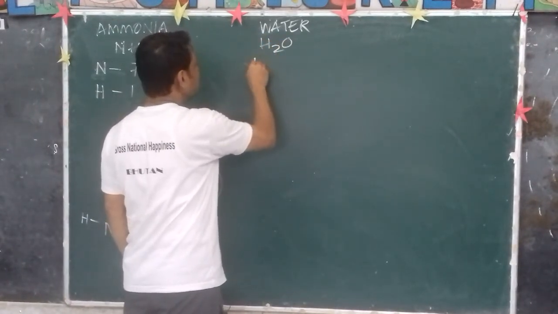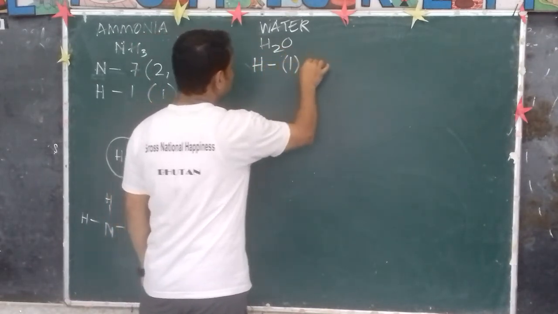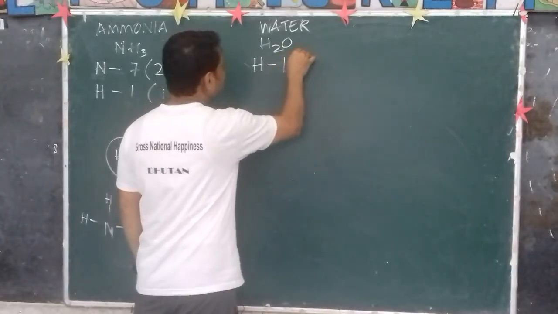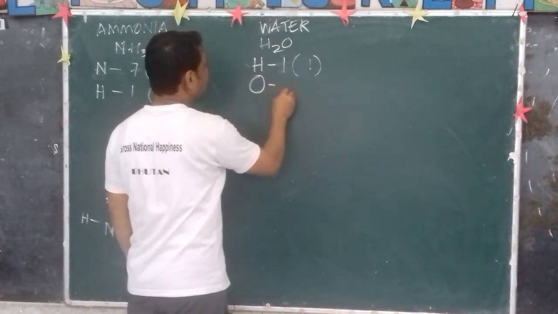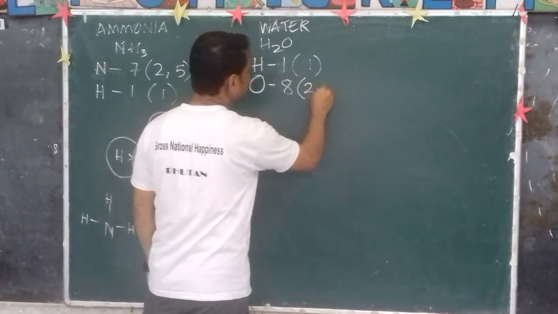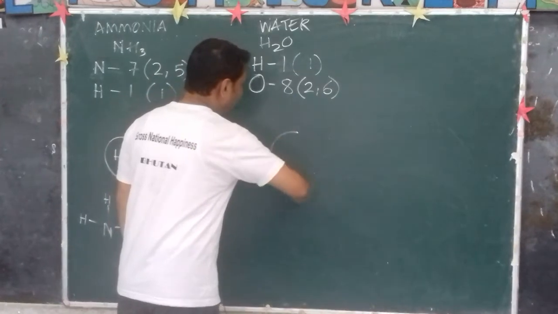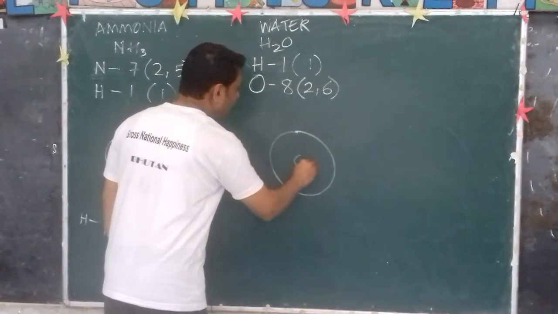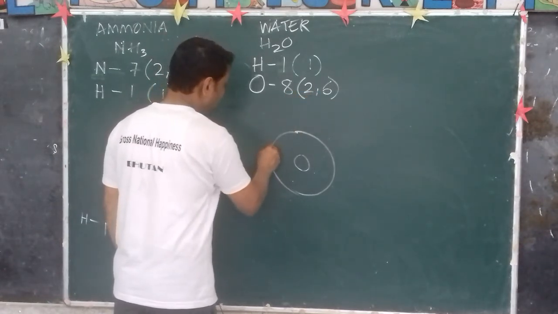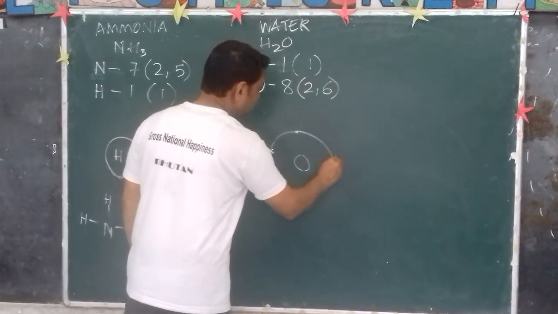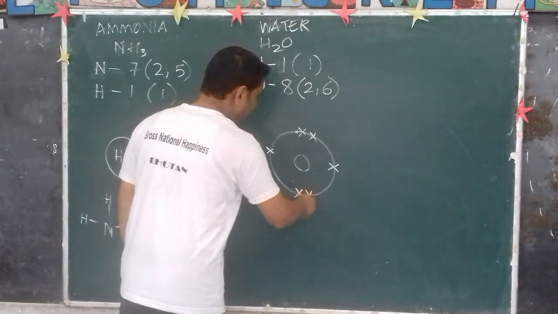Since it is the formation of a compound between two non-metals, hydrogen has atomic number 1, electronic configuration 1, and oxygen has atomic number 8, electronic configuration 2 and 6. We all know that. Now, let's talk about the atom of oxygen. How many electrons does it have? It has 6 electrons. 1, 2, 3, 4, 5, and 6 electrons.